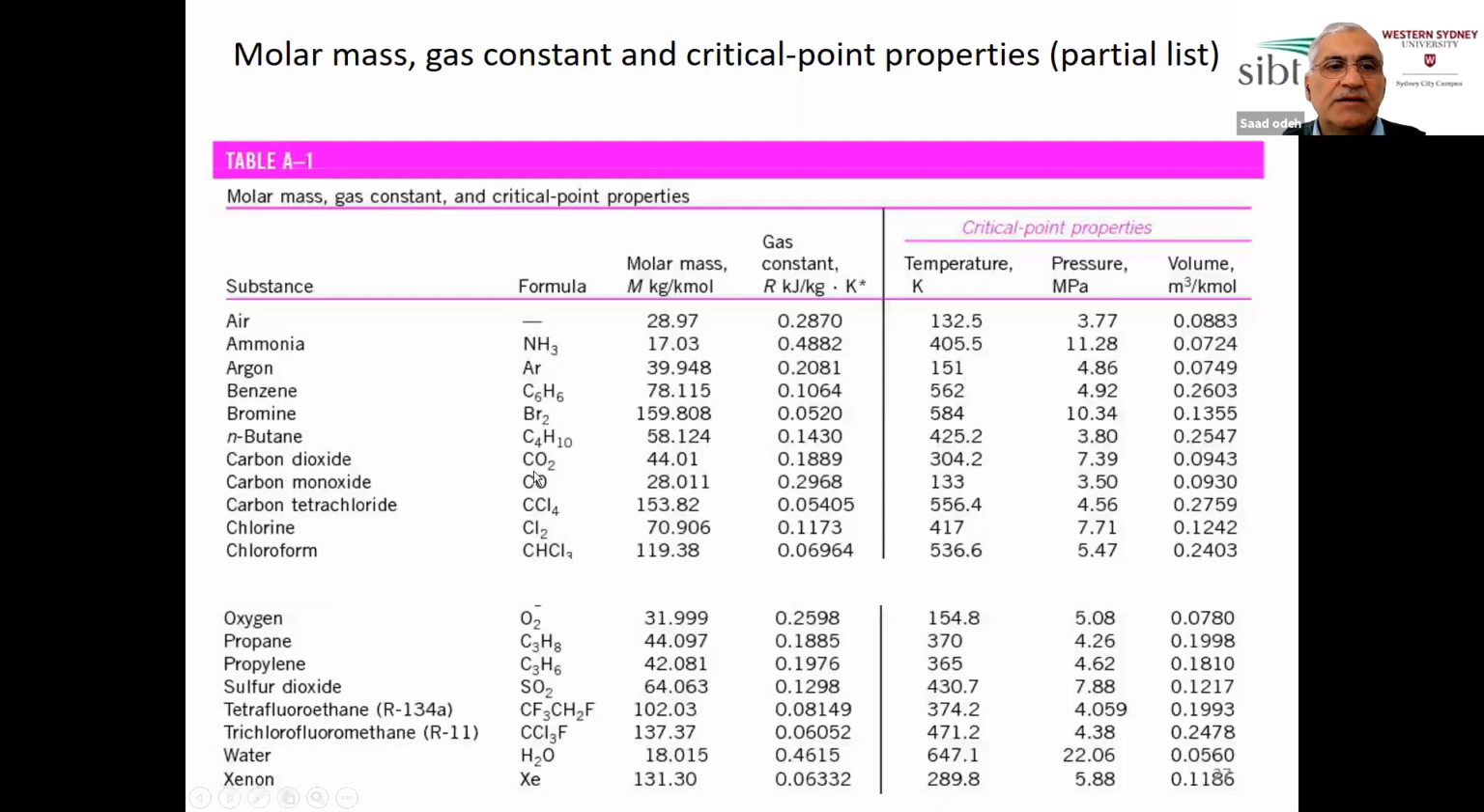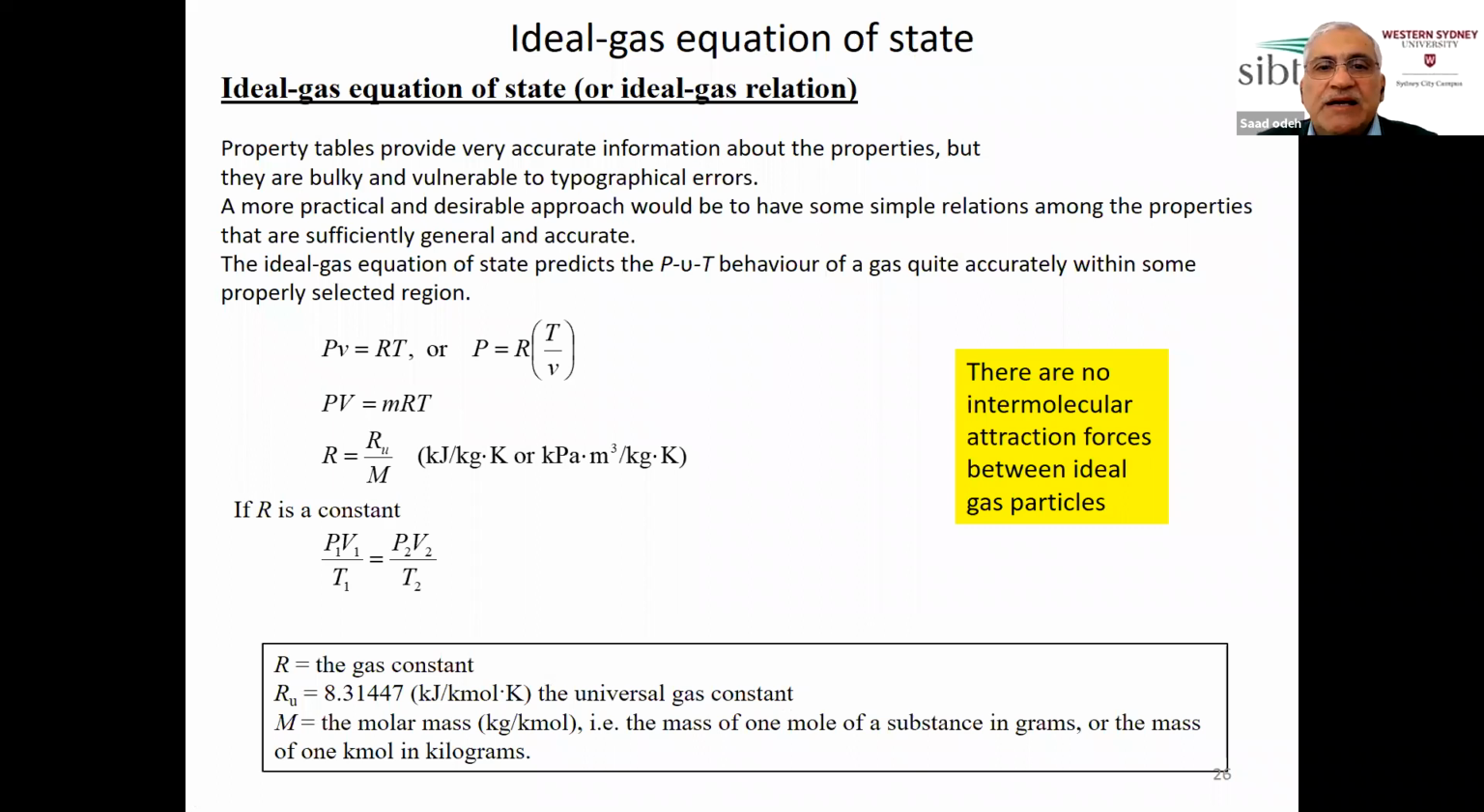Okay, so the ideal gas equation of state, or they call it ideal gas relation. As we said, property tables are quite accurate to get the information about the properties of any pure substance. But sometimes, for some reason, we can't find these tables, or we can't find the value from the tables. So if the gas is ideal gas, then we can use this equation. We call it ideal gas equation.